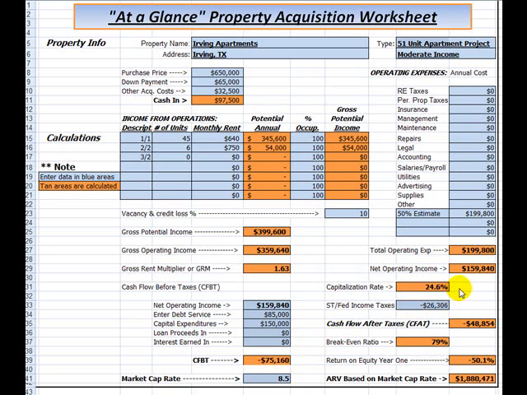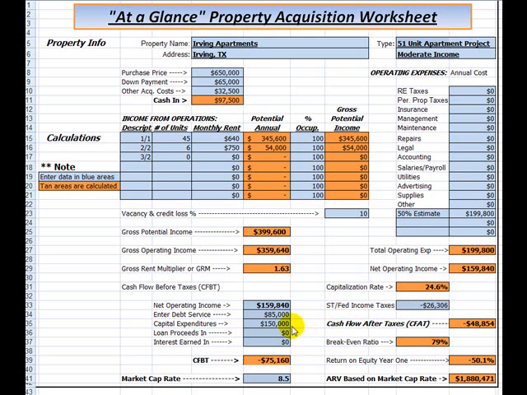But that also gives you a capitalization rate before you calculate any of the debt service or anything like that. If we're spending $650,000 and we're making a $159,000 net operating income, that shows us a capitalization rate of 24.6%. That's incredible. That's excellent. So this is a deal that we would very much jump on very quickly.